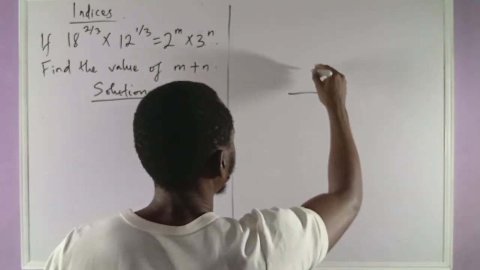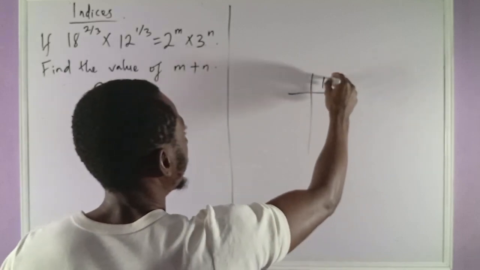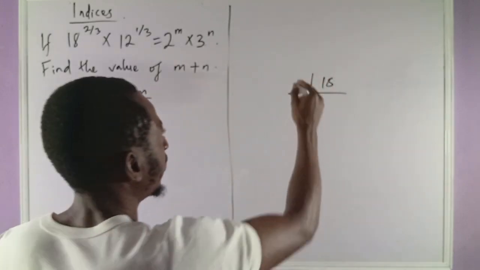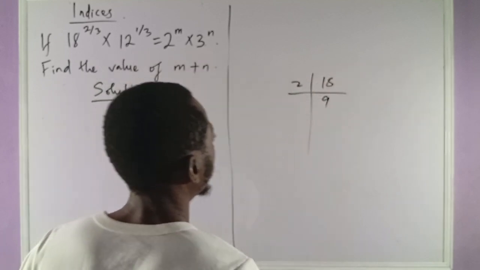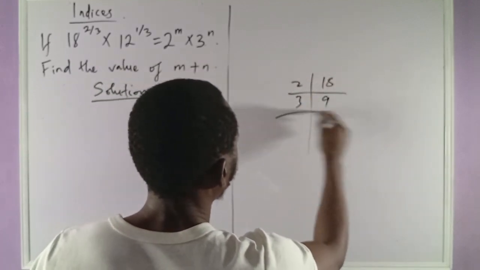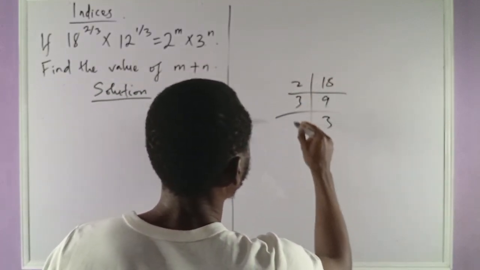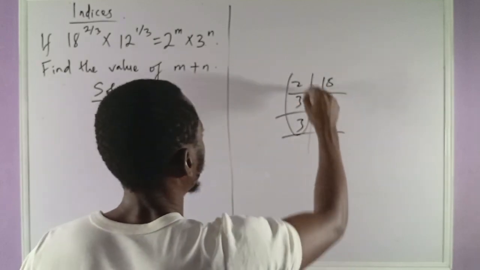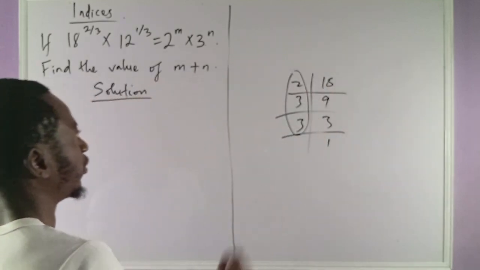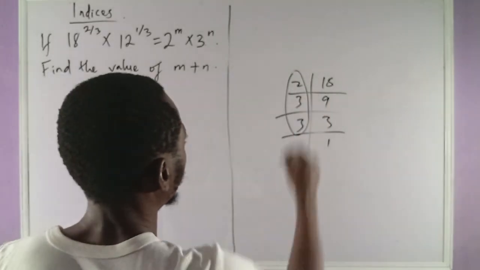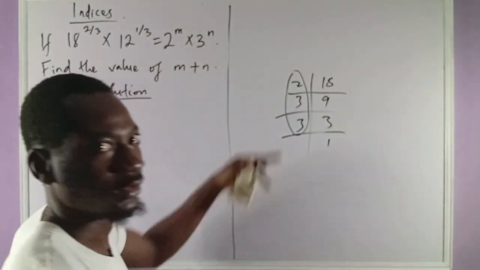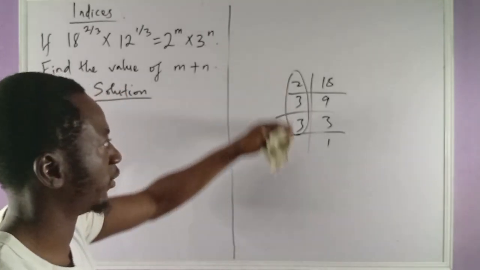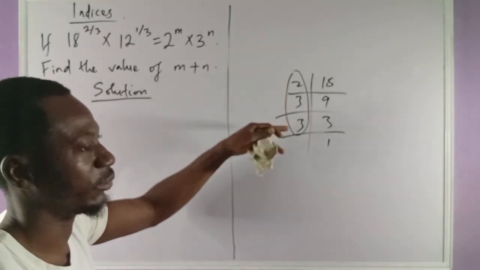Just do like this. You have 18. Use prime numbers. Since these are prime numbers, they are 2 and 3. 2 can go in 18 9 times. 3 can go in 9 3 times. And another 3 can go in 3 1 time. Multiply this together, and everything here will give you 18. 2 times 3, 6. 6 times 3, 18. That means you can express 18 as a product of these numbers, 2 times 3 times 3.